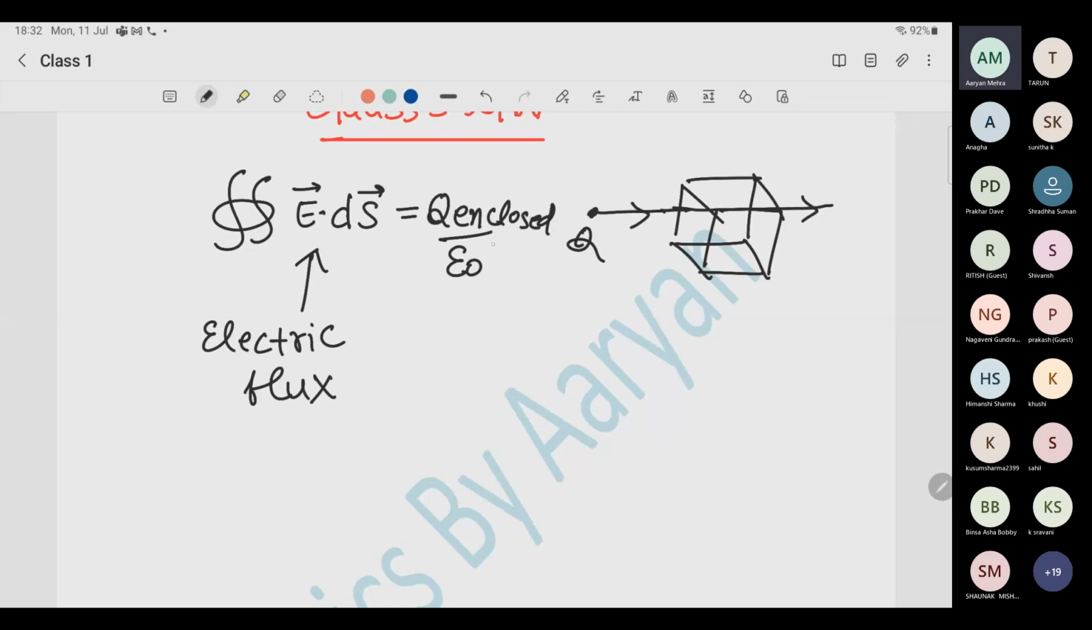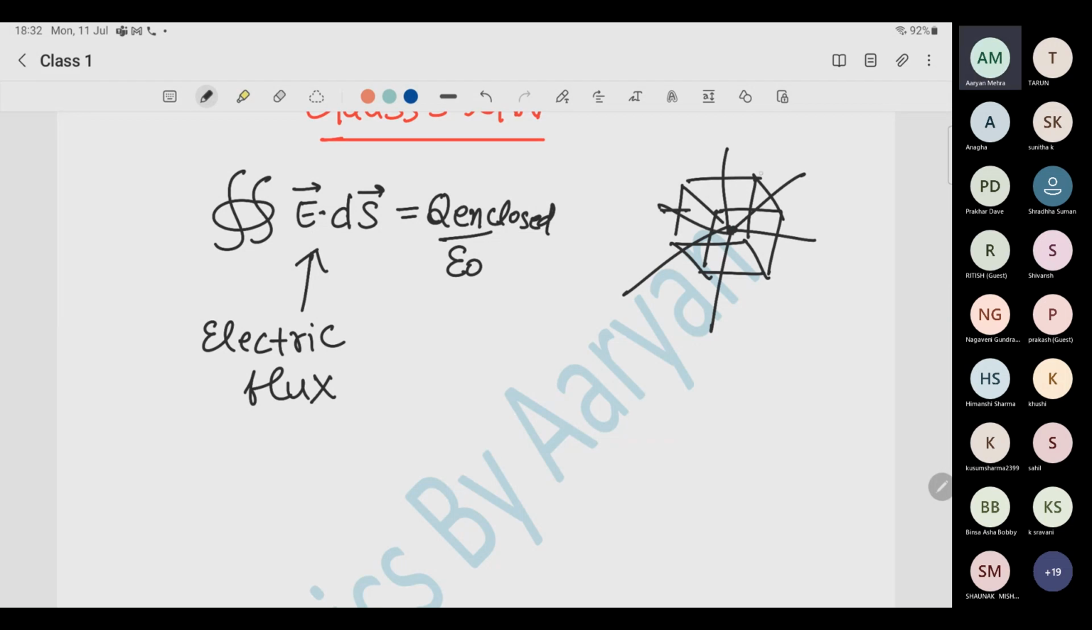Q enclosed, the charge which is present inside this, divided by epsilon naught. Currently we are dealing with free space. We have not introduced any kind of material, so epsilon naught will work very fine. But now let's assume that I put this charge inside this. So this charge will have this kind of electric field.